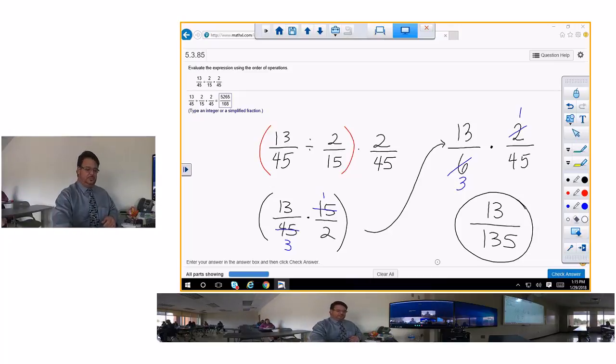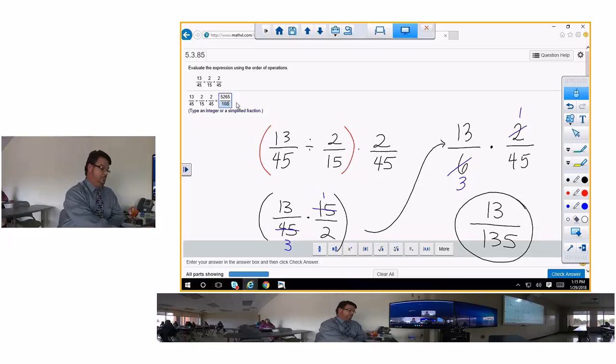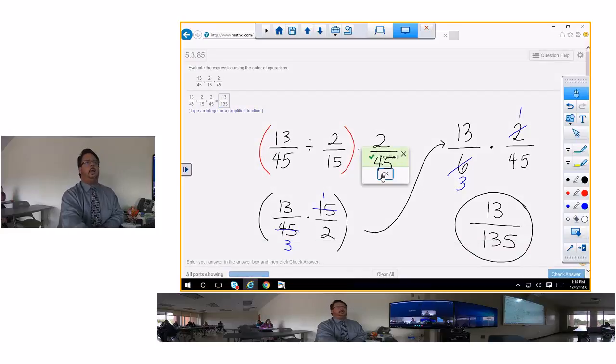Well, let's just fix that right now. Let's go up here. And if I'm wrong, that means I'm going to get the wrong answer right here. And you're right, I'm wrong. So I'm going to hit fraction. And I'm going to put a 13 on top. And I'm going to put a 135 on the bottom. How do I know it's not reducible? 13's prime. And I hit enter. I got it right. So that means that if you didn't get that, you suck.